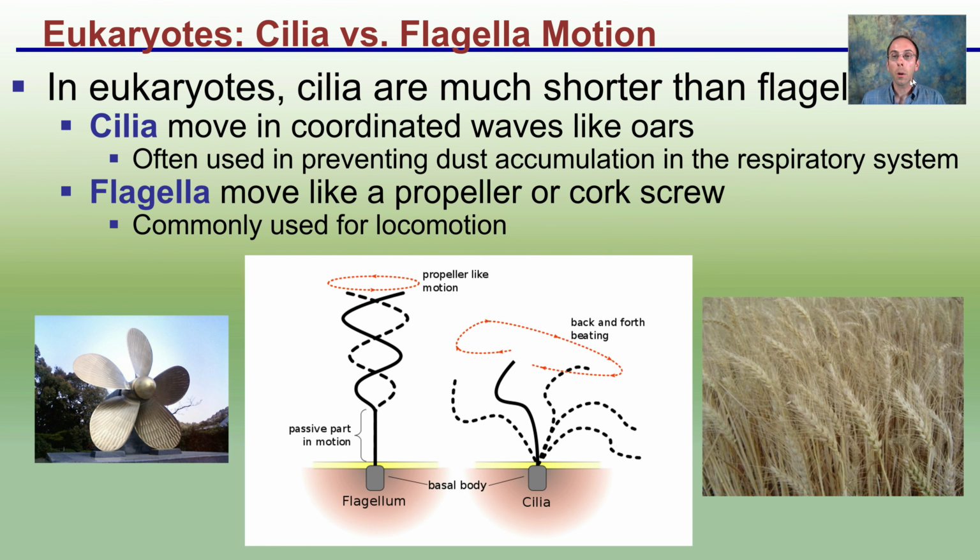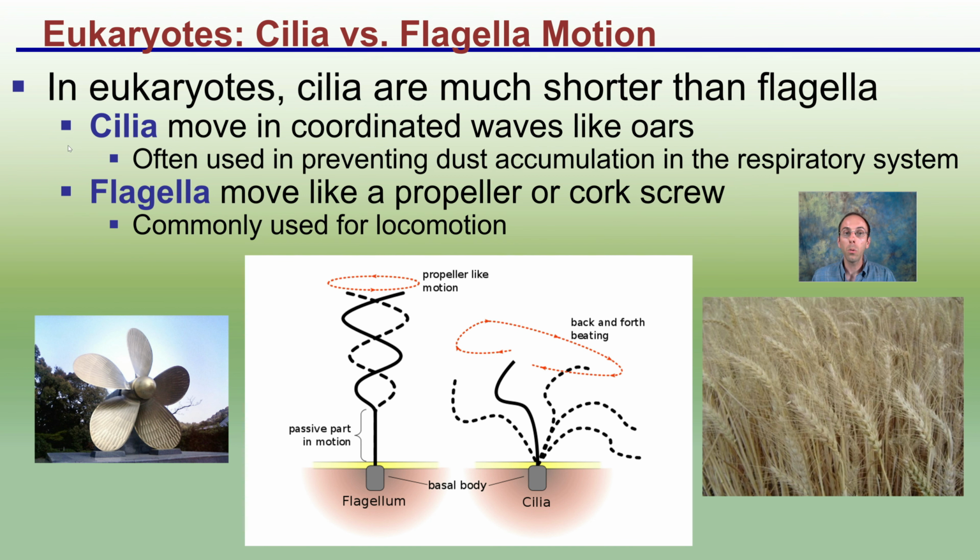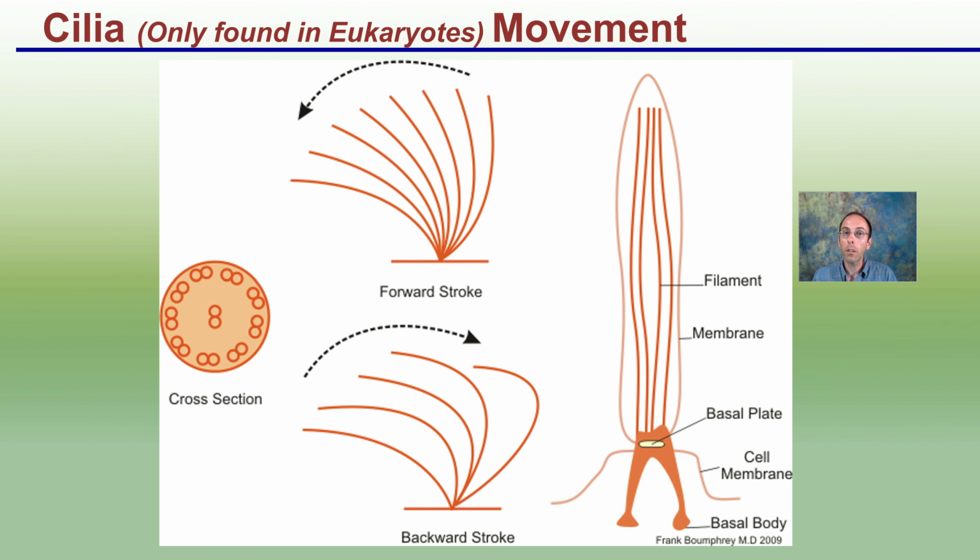Now, in eukaryotes, cilia are much shorter than flagella. Cilia move in coordinated waves like oars, or like wheat in the wind, often used to prevent dust accumulation from your respiratory system, acting as a filtering component. Flagella move like a propeller or a corkscrew, a rotary movement, and are commonly used for locomotion, just as a propeller would on a boat, helping the cells move. Cilia are only found in eukaryotes for movement. You can see that forward stroke and back stroke, a back and forth motion like kelp in the rising and falling tide or in the waves.